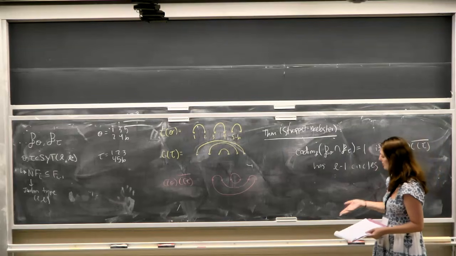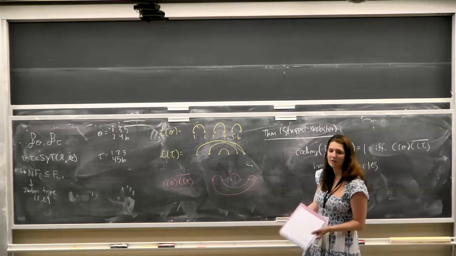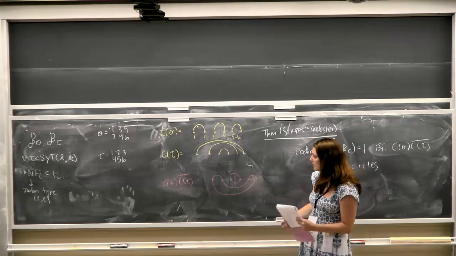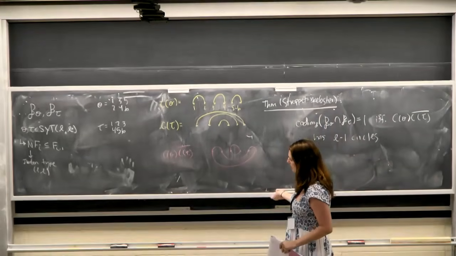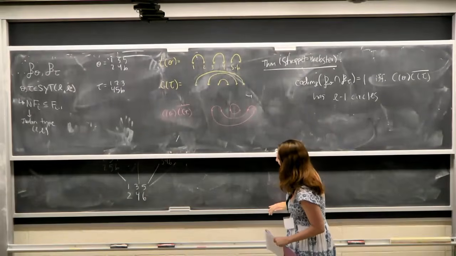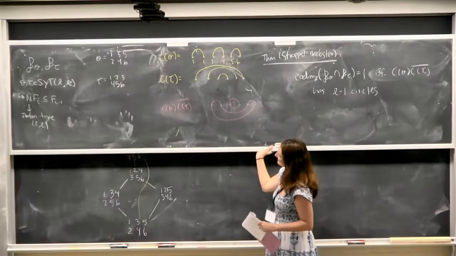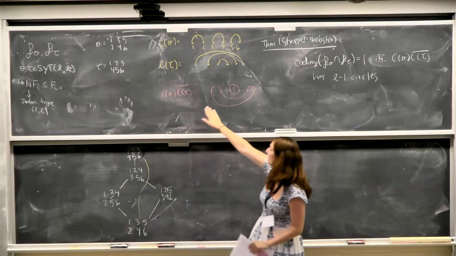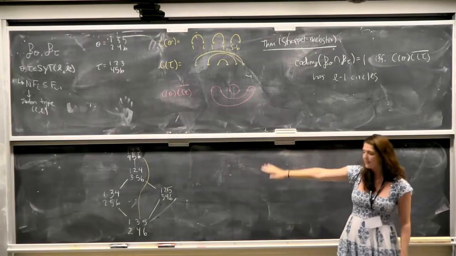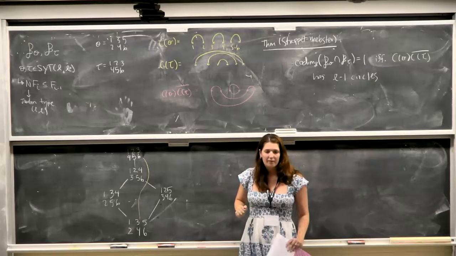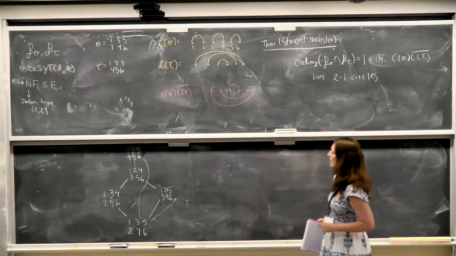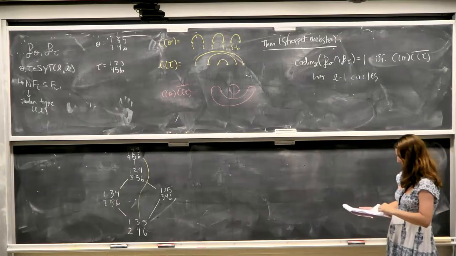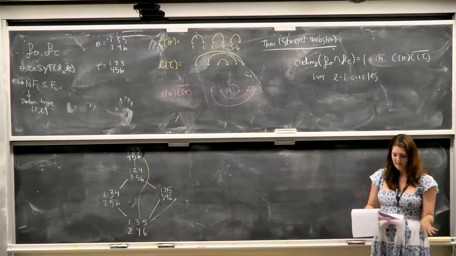Another nice thing we can do is make a graph with standard Young tableaux as vertices, and edges between standard Young tableaux if they intersect in this codimension 1. This is what the graph would look like for the L equals 3 case. Are there questions? Okay, so that's the Springer fiber side of it.